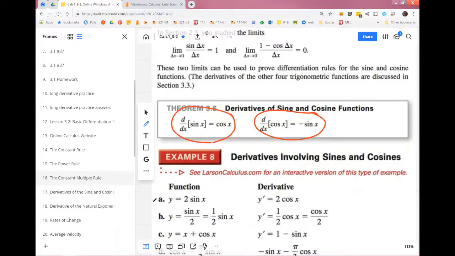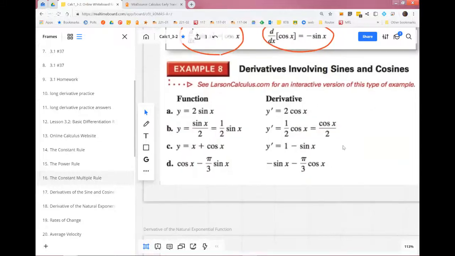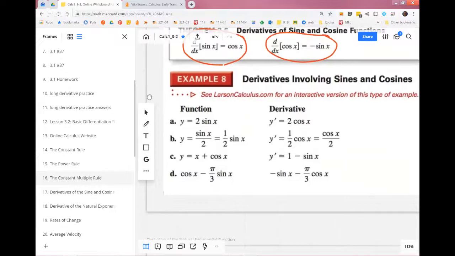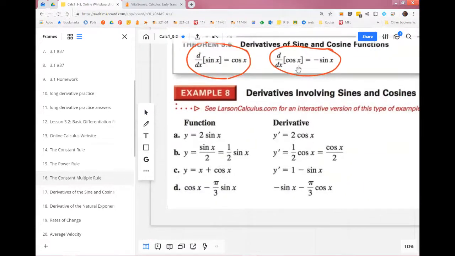So let's take a look at an example regarding that. Part A, how do we take the derivative of 2 sine x? What do you do with the constant? Nothing. Just leave the 2 there. What's the derivative of the sine? Oh, we just learned that's the cosine. Okay, 2 cosine x. I should have brought this down a little lower, because a reminder of those two new derivatives is up there.